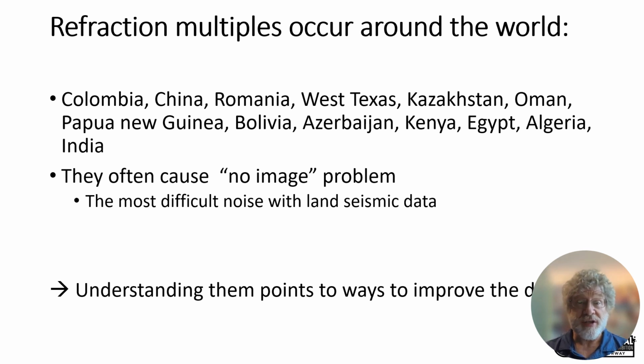They often cause the no image problem, especially true in foothills areas. And I consider them to be the most difficult noise with land seismic data, even more difficult than a lot of scattering noise. And in truth, scattering noise and refraction multiples often go hand in hand, but there are two really different physical processes. So I think we should call them different names. Now, understanding the refraction multiples points to ways to improve the data.